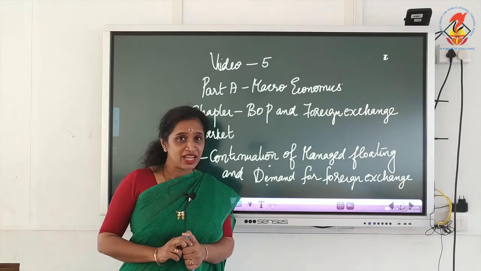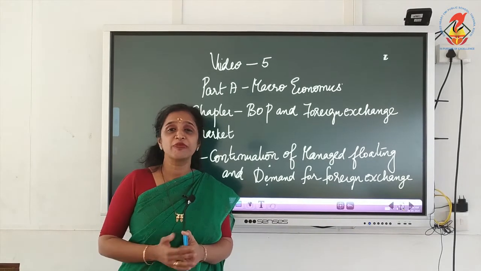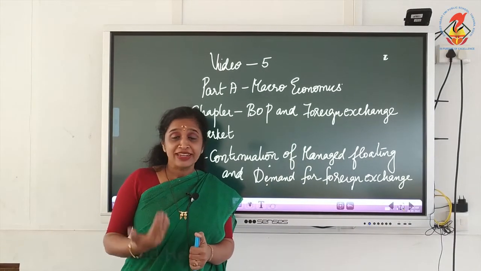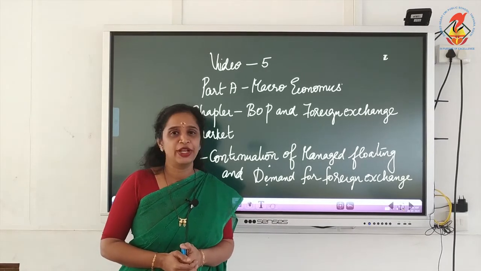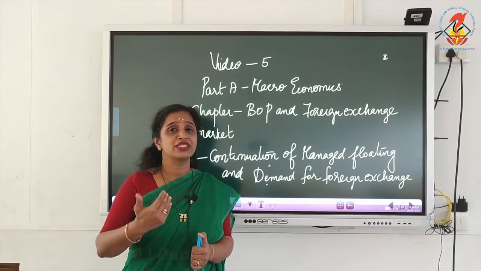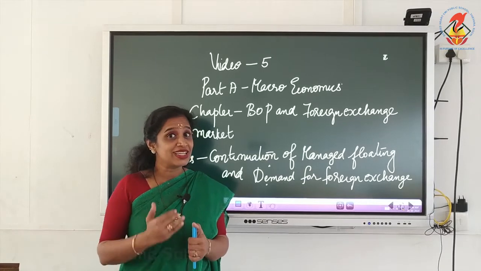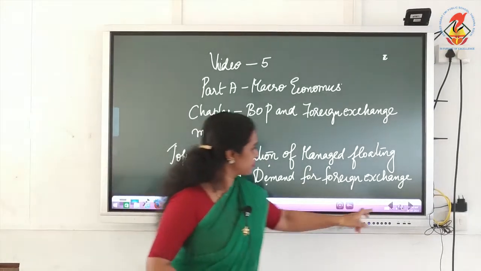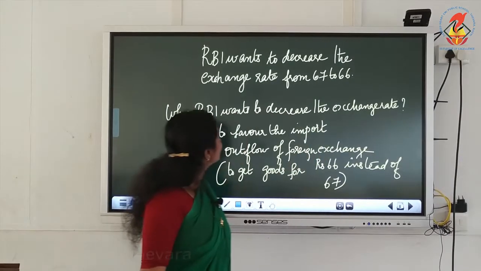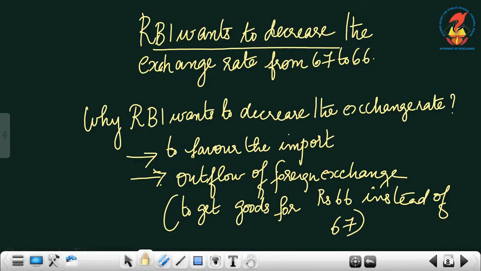Now, in the previous class, we learned how the Reserve Bank of India is trying to increase the exchange rate. Now, we can see how the central bank is going to decrease the exchange rate. RBI wants to decrease the exchange rate from 67 to 66.